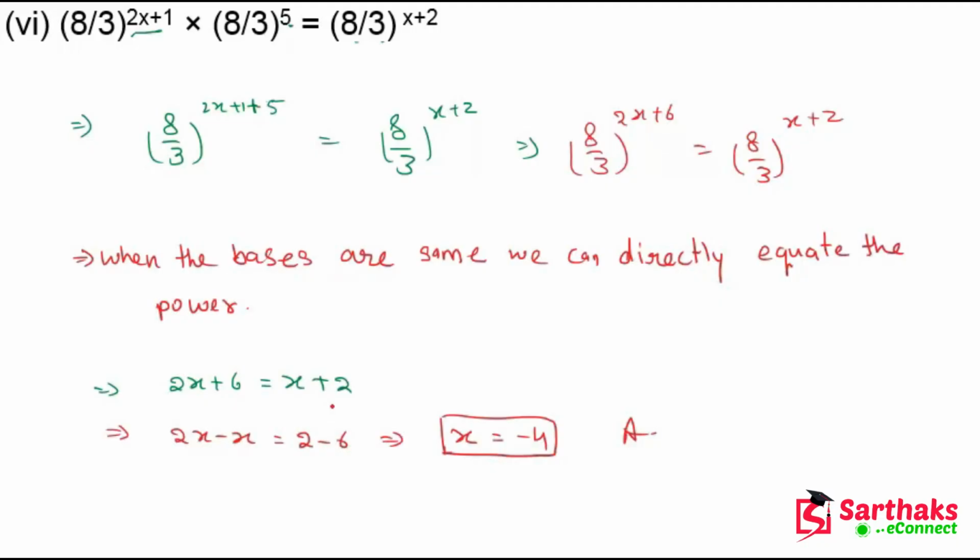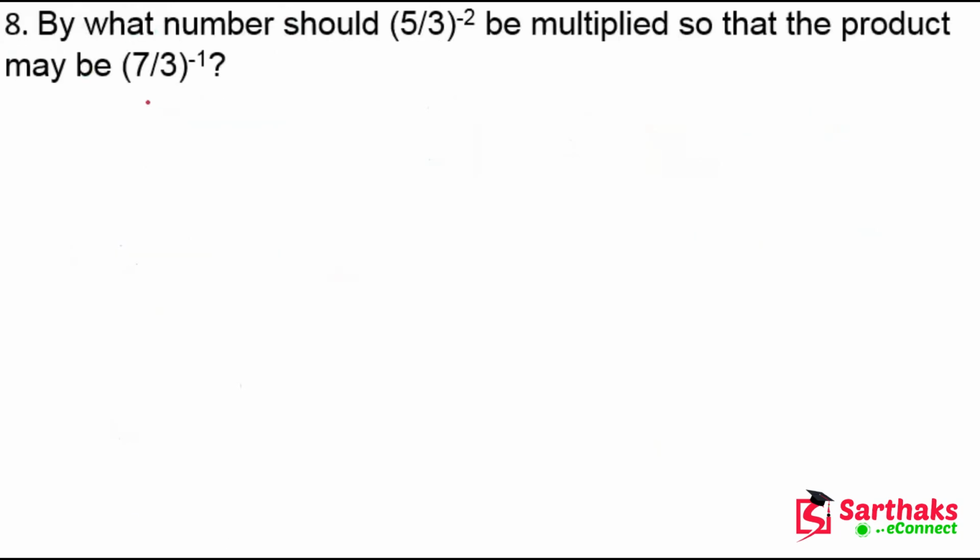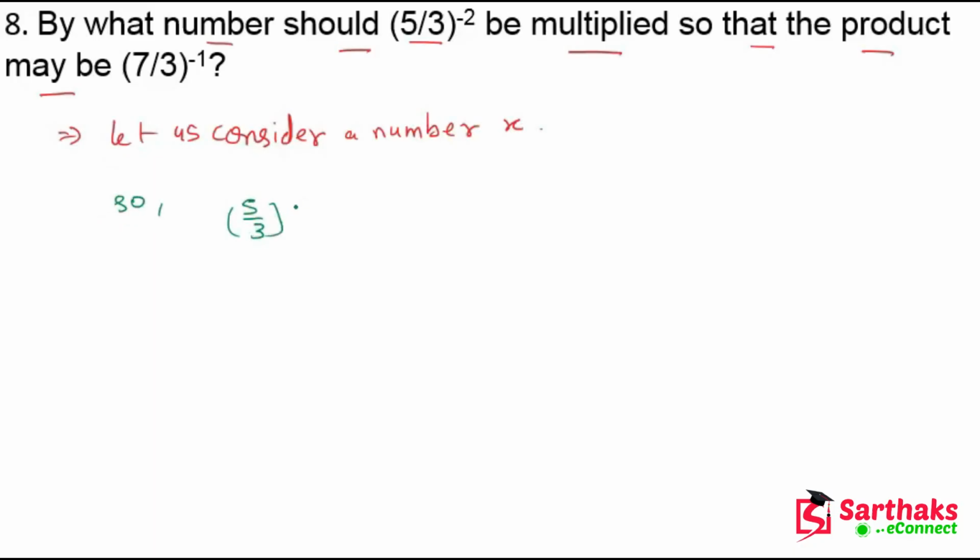Yes, now let's move on. So the next question is, by what number should (5/3) raised to power minus 2 be multiplied so that the product may be (7/3) raised to power minus 1? Okay, now let us consider a number which is x. So (5/3) raised to power minus 2 into x, we have to multiply a number with this. So here we get the result (7/3) raised to power minus 1.